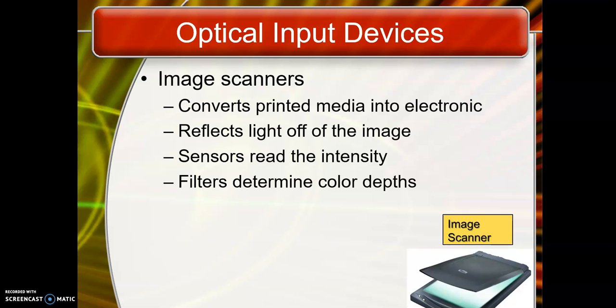Then we have image scanners. They convert printed media into electronic form. For example, there is a paper based document that I need to scan, so I will use this image scanner. I will put this page over here, and then it will scan and convert that printed document into electronic media that reflects light off the image. Then sensors read the intensity and filters determine the color depth.